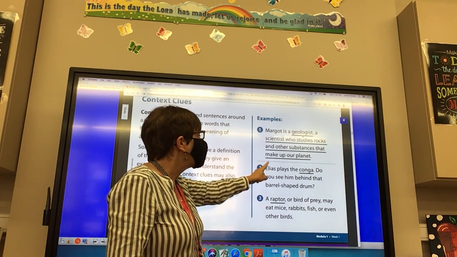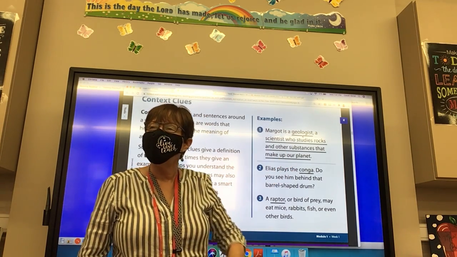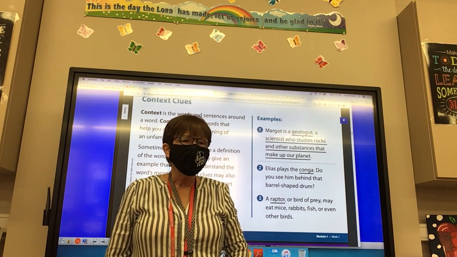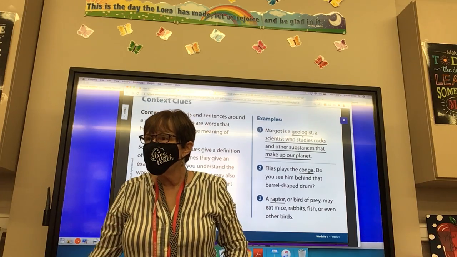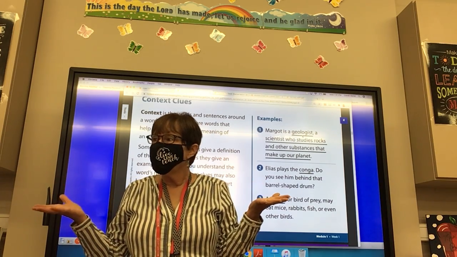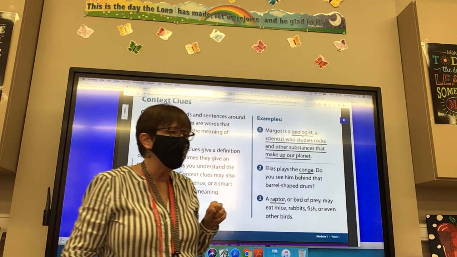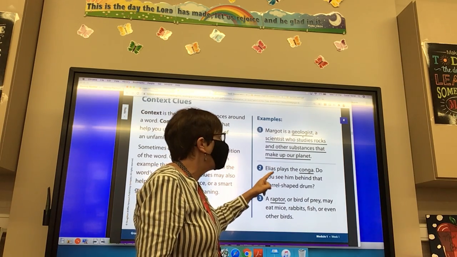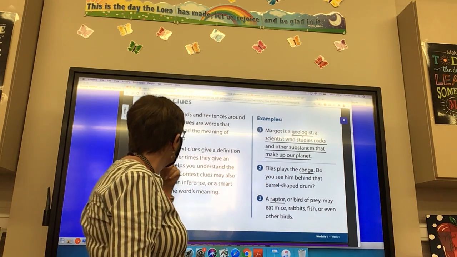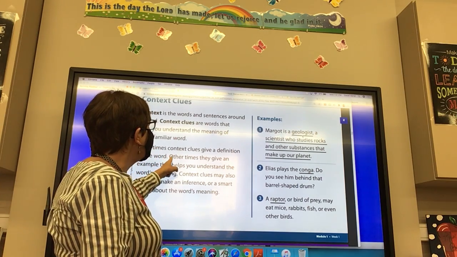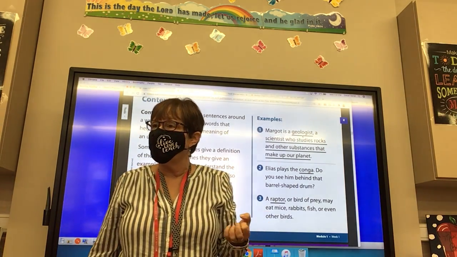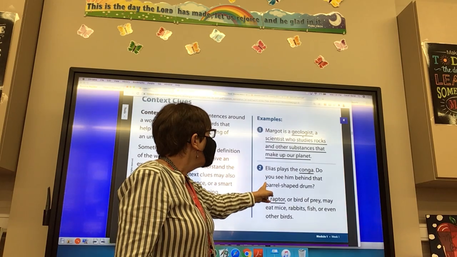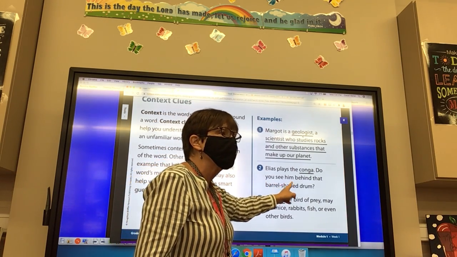And it says, Elias plays the conga. And I'm like, a conga? What is a conga? Is that a game? What is Elias playing? Is that a new video game? I don't know, but I'm going to continue to read to find out. Elias plays the conga. Do you see him behind that barrel-shaped drum? Oh, look here, it says other times they give you an example. I think I see an example. It says, do you see him behind that barrel-shaped drum?